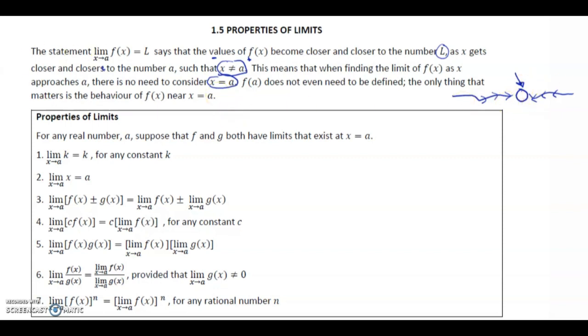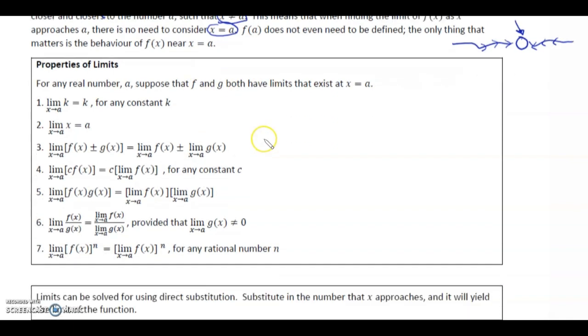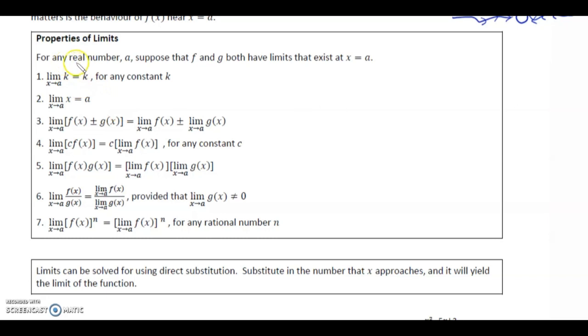Okay, so today we're going to look at properties of limits. This is going to be more of an algebraic approach. So for any real number a, suppose that f and g both have limits that exist at x equals a. Okay, so we're going to consider two different functions, basically f at x and g at x. So f and g both have limits. So this is only if the limit exists.